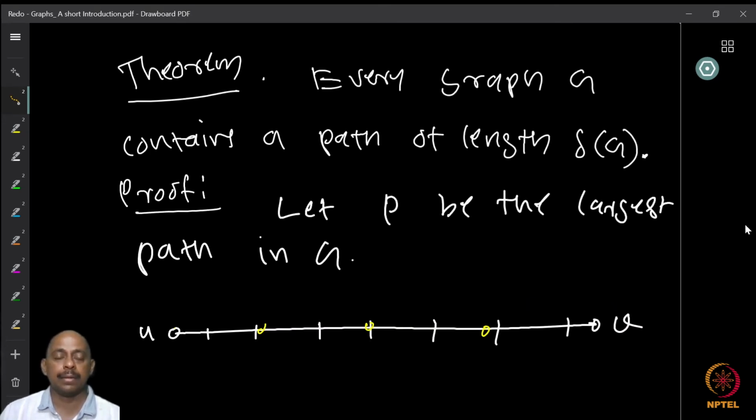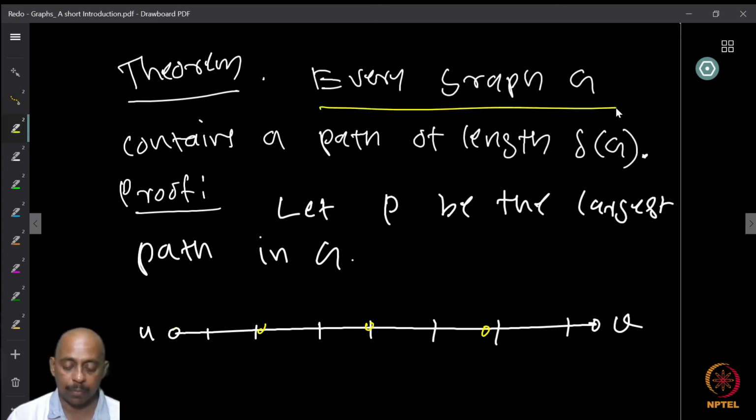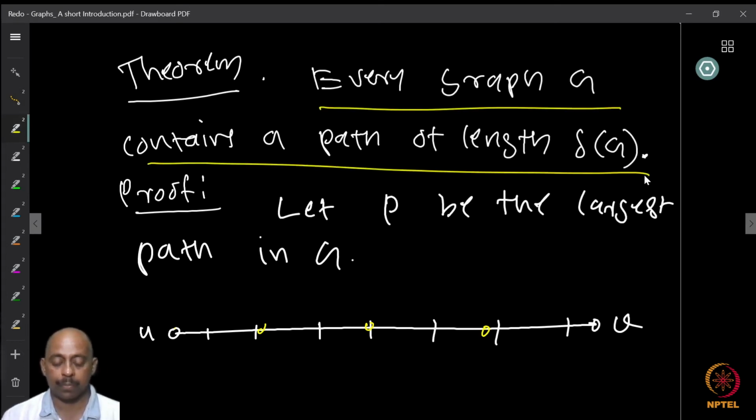Now here is a very interesting theorem. What I want you to do is to think of a proof. I have given a hint here. What you want to show is that every graph G contains a path of length equal to the minimum degree of G. Okay, now, why is this true?